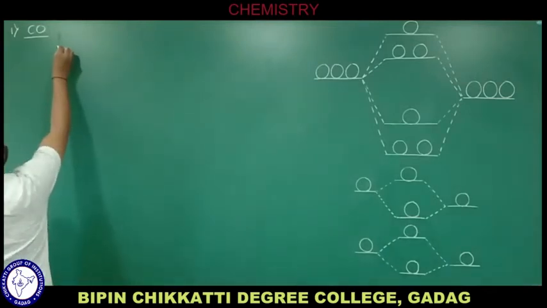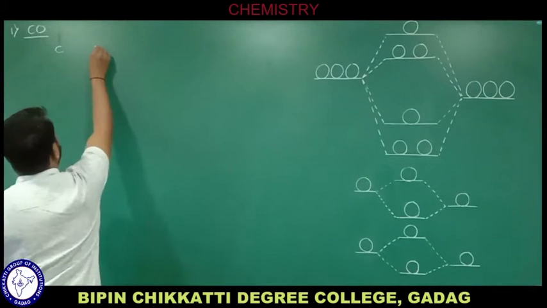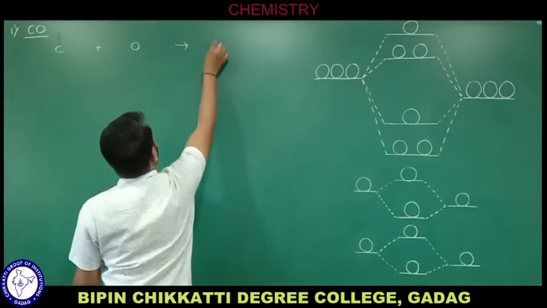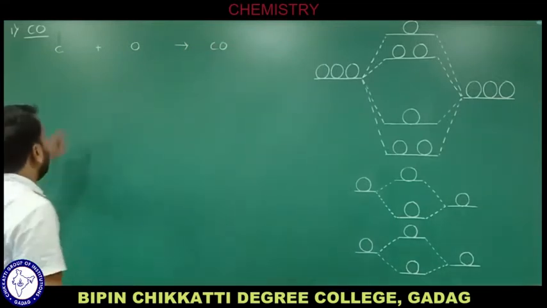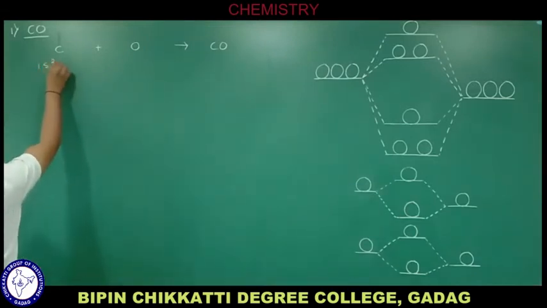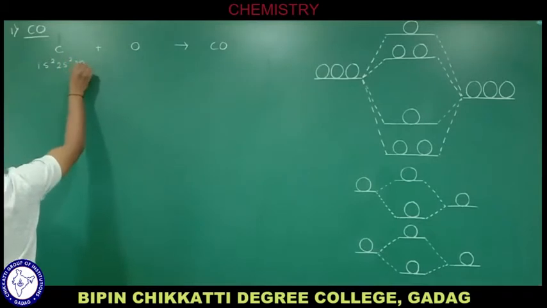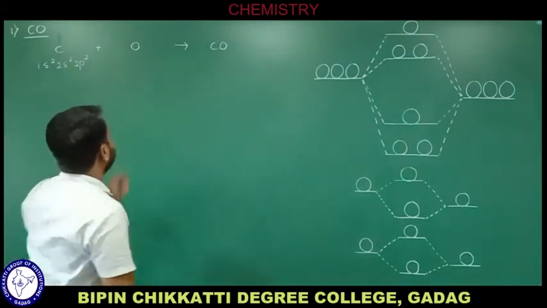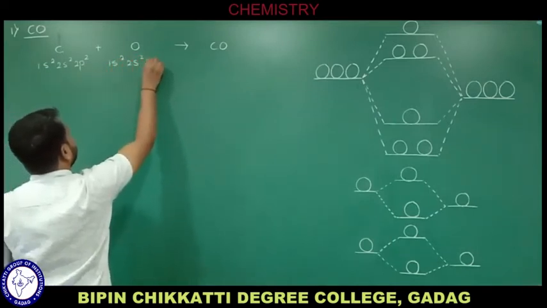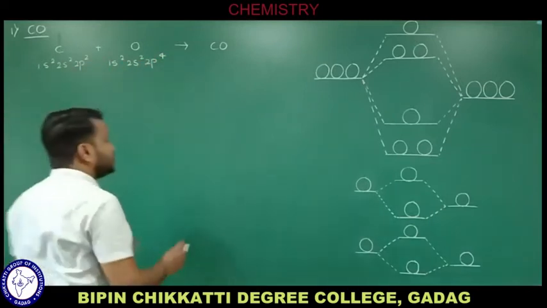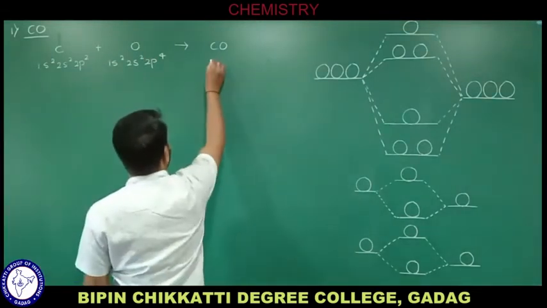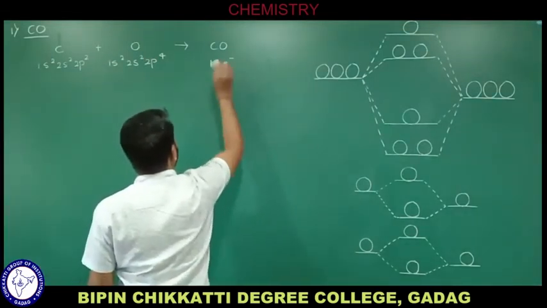Since it is diatomic heteronuclear, carbon is one atom and it combines with one different atom, oxygen, and we get carbon monoxide, right? The atomic number of carbon is 6, therefore the electronic configuration is 1s2, 2s2, 2p2. The atomic number of oxygen is 8, therefore the electronic configuration is 1s2, 2s2, 2p4. We have 6 electrons in carbon and 8 electrons in oxygen. So totally 6 plus 8, we have 14 electrons in carbon monoxide.